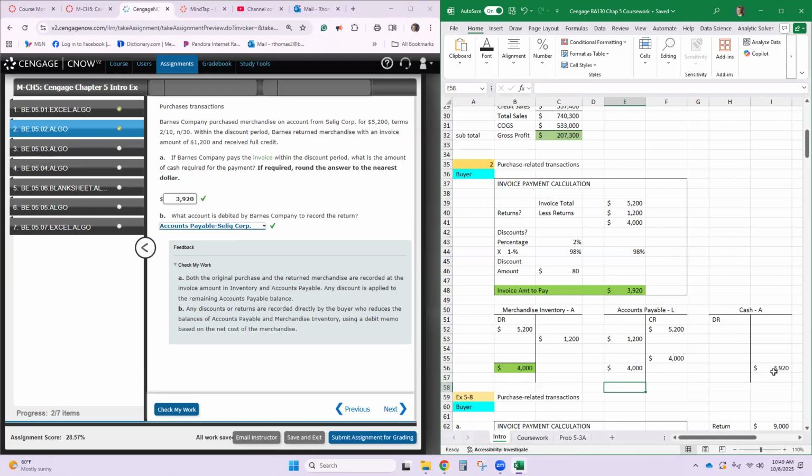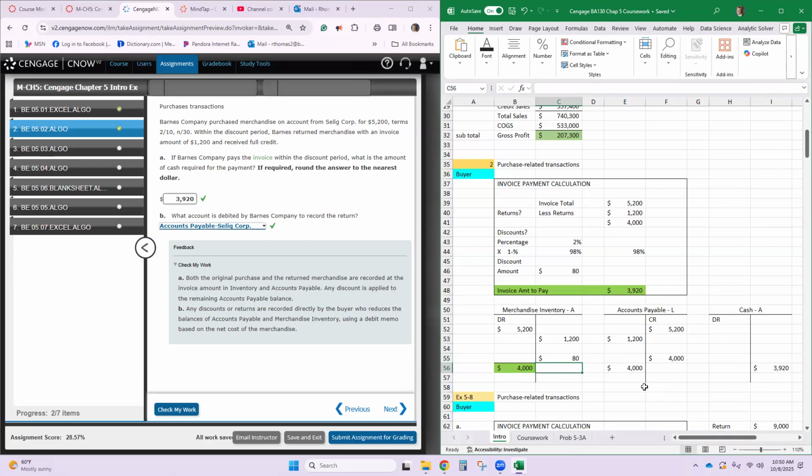So when we look, so far we have 2 entries. We have a debit to accounts payable of $4,000 and a credit to cash of $3,920. Well, that does not balance, right? The difference is that $80. The $80 is actually going to be, we need one more credit of $80 so that we will have a balanced transaction.